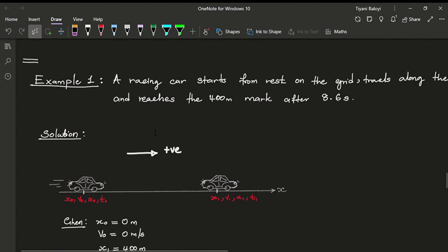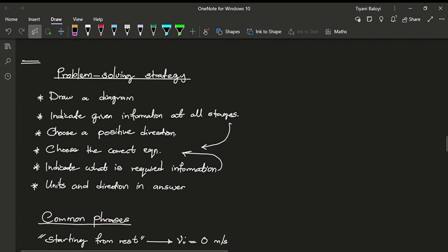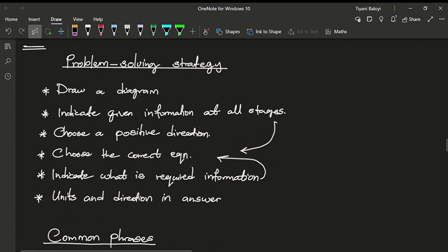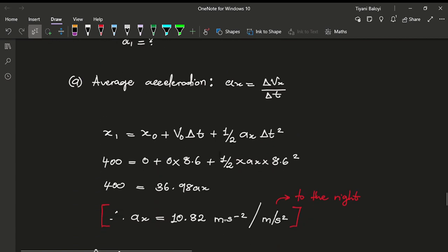Let me just scroll back. It's: draw a diagram, indicate given information at all stages, choose a positive direction, choose the correct equation, indicate what is required, and give the information, units and direction, and answer. We did all of that, right? So our answers are correct, right? Thumbs up.